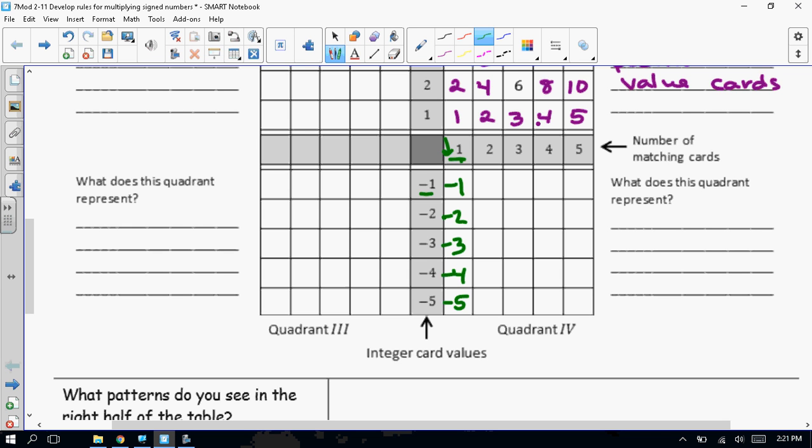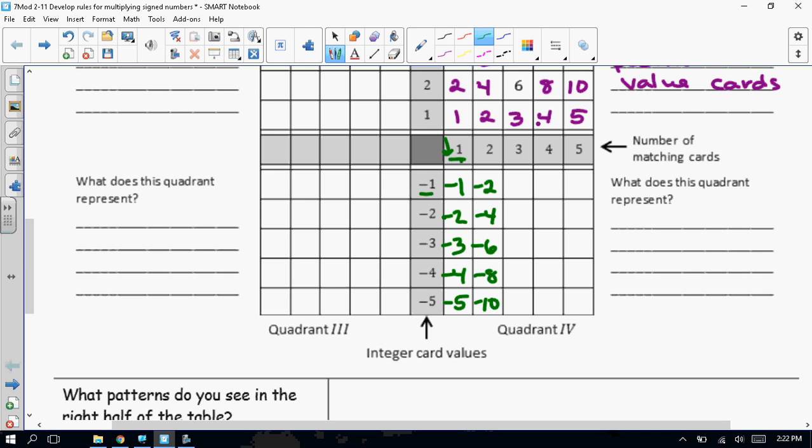If I go and pick up 2 cards, each worth -1, I now have -2. 2 times -2 is -4. 2 times -3 is -6. 2 cards each worth -4, I've lost 8 points. 2 cards each worth -5, I lost 10 points, because I have 2 cards each worth -5. -5 and -5 gives me my -10. I know I'm going through these fast.